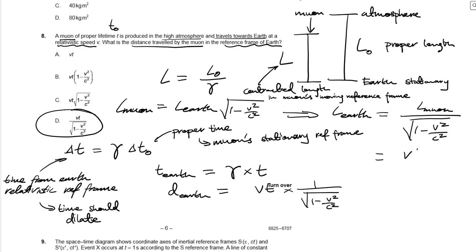And L muon is just vt, right? The relativistic speed times the proper time of the muon in its own reference frame over this. And so the answer is D for that as well. So you can use both methods, but remember to flip the reference frame and you should get the right answer.